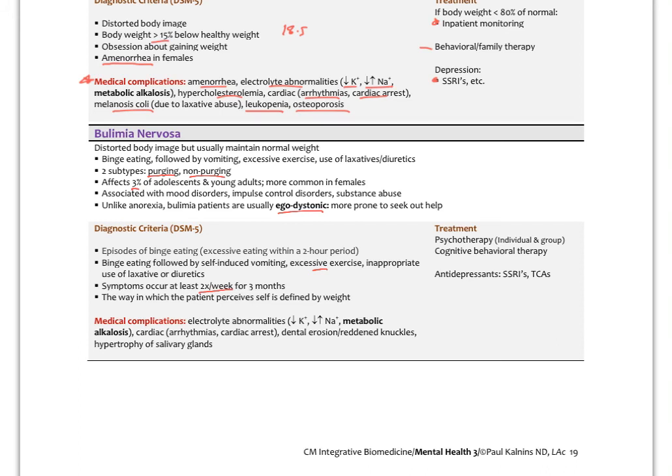Again, we can see electrolyte complications here, decreased potassium and changes in sodium. Again, metabolic alkalosis, cardiac arrhythmias. But the big thing here is dental erosion from all of the stomach acid constantly coming up. The teeth get eroded. The knuckles often look red, and that's from self-induced vomiting. And then hypertrophy of the salivary glands can occur as well. So that's bulimia. The treatment, again, is usually cognitive behavioral therapy or psychotherapy, and then antidepressants might be used as well. So that's anorexia and bulimia.